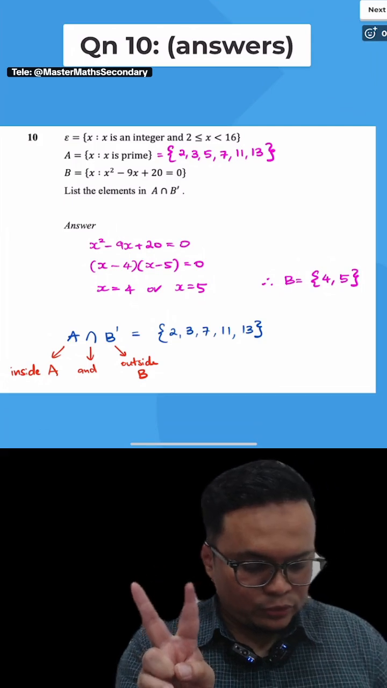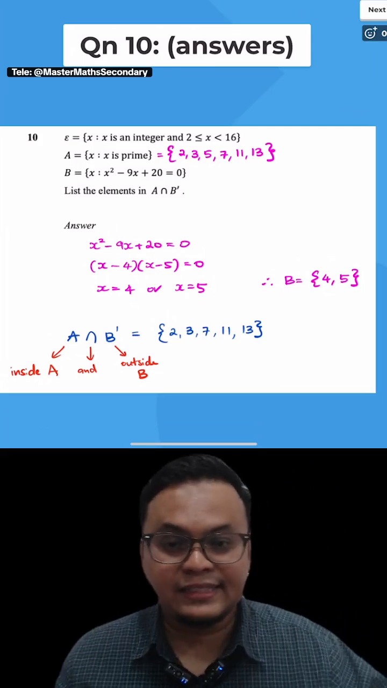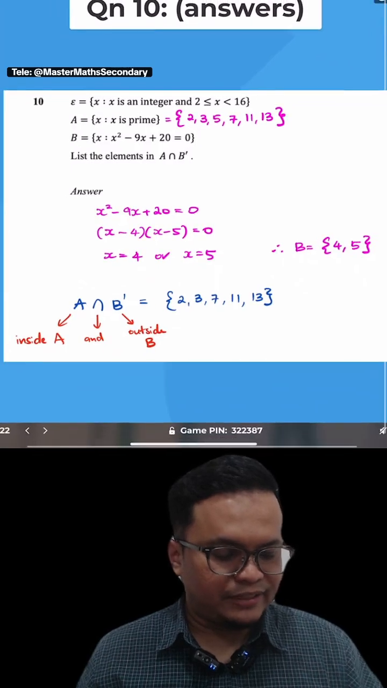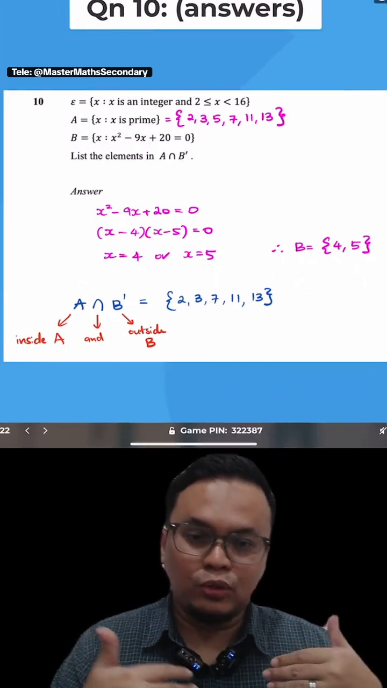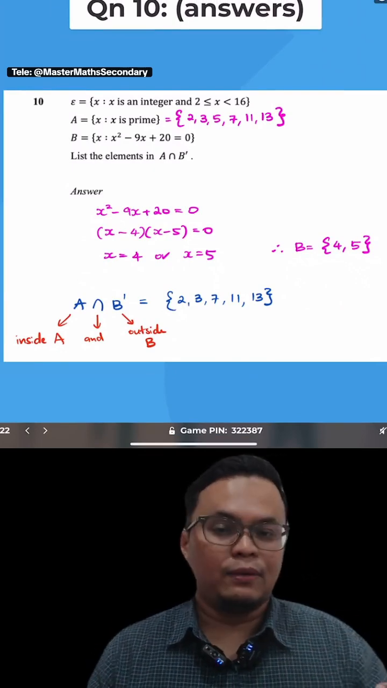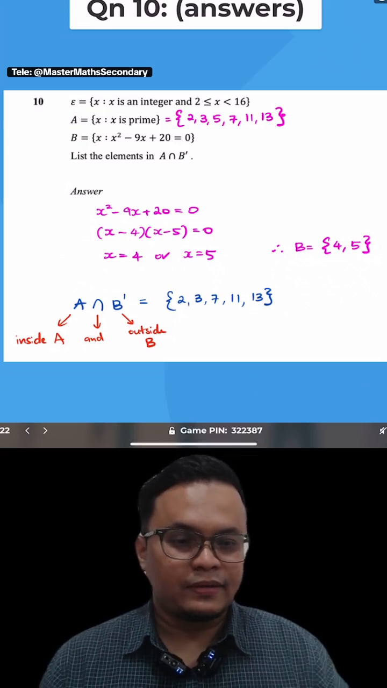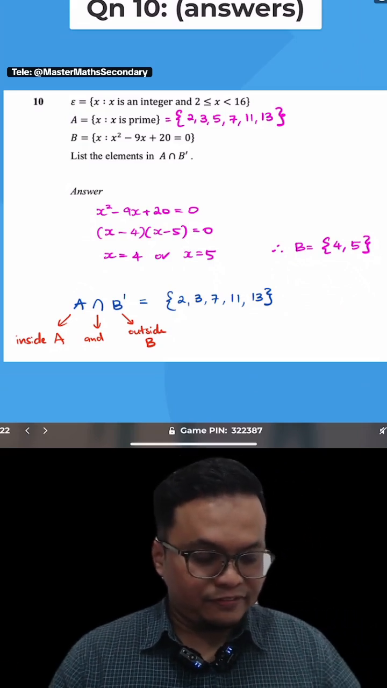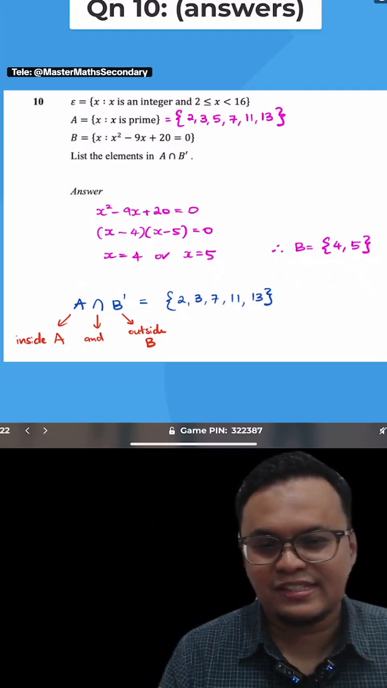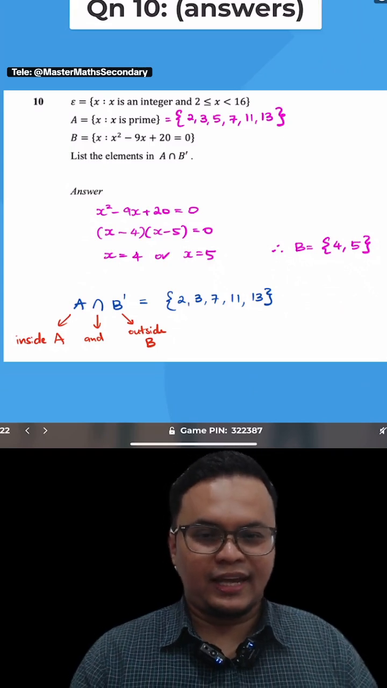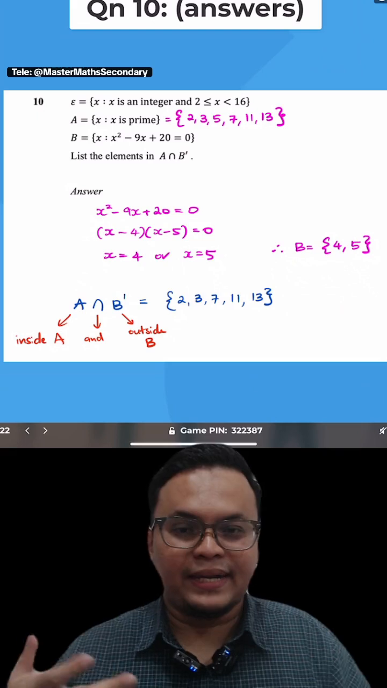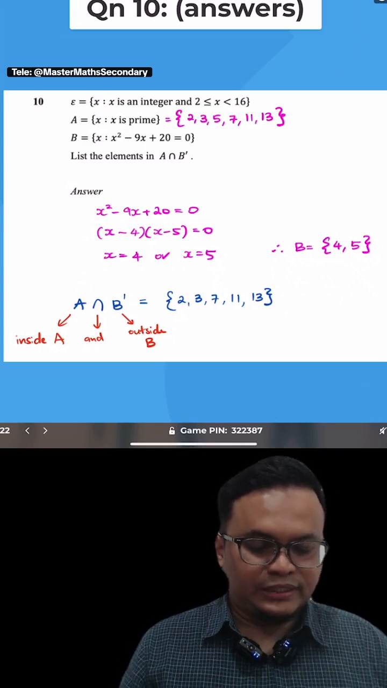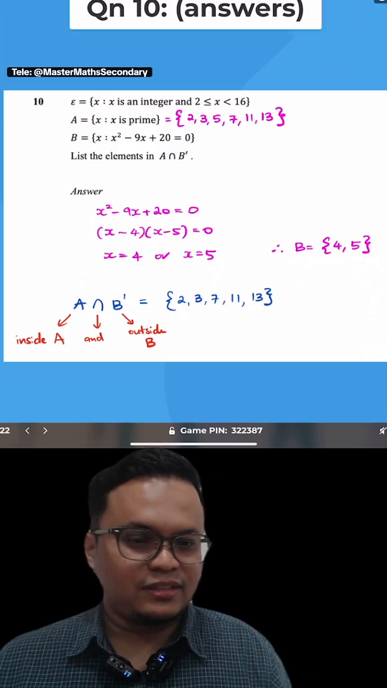So what you can do is you would look at the elements that are inside of A. How I would do this is I would look at the elements 2, 3, 5, 7, 11, 13. And then I ask myself, are these elements also outside of B? If they are, I will include them in this intersection set here. That's why I have 2, I have 3, because these are outside of B. I have 5 I didn't include, because 5 is inside of B. It only fulfills one of the conditions there. 7, 11, 13 are not found in B, but they are inside A, so that's why we include them. So that's how we arrive at the answer to our very last question.